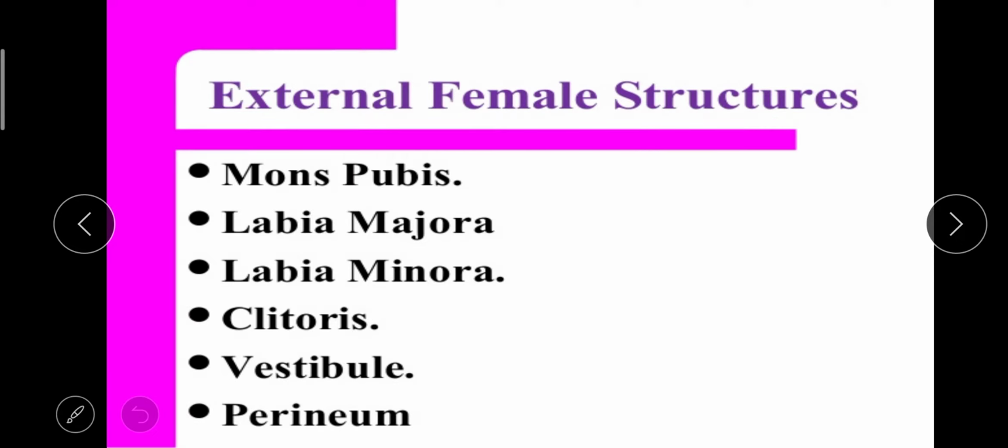So this is the list of external female reproductive parts. First one is mons pubis, labia majora, labia minora, clitoris, vestibule and perineum. So these are the female external reproductive organs.